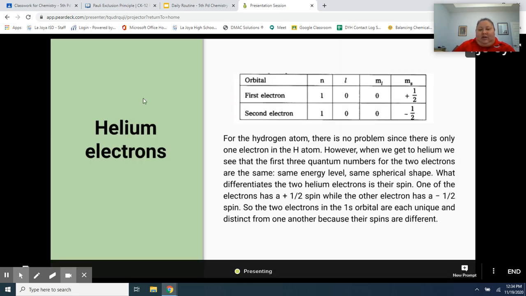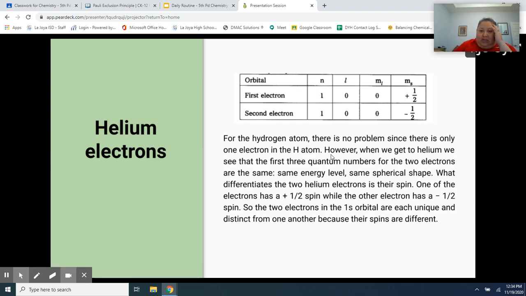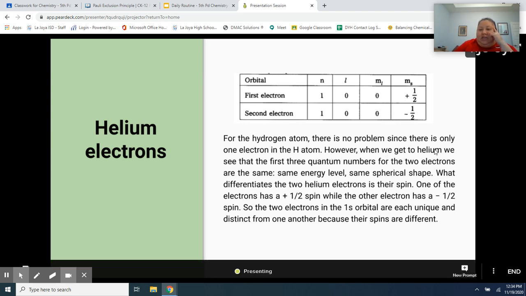True statement. All right, this is the example that I was telling you about: helium. For the hydrogen atom, there is no problem since there's only 1 electron in hydrogen. We want to talk about atoms that have more than 1 electron. However, if we take into consideration helium, we see that the first 3 quantum numbers for the 2 electrons in the atom are the same. So what's the same? Well, they have the same energy. They are in the same orbital and the same shape.